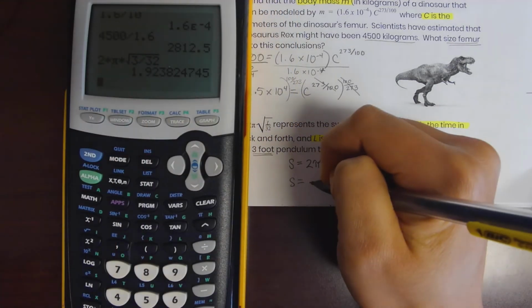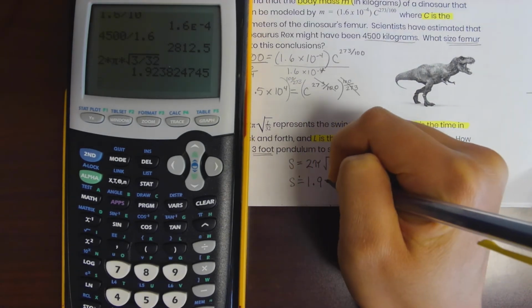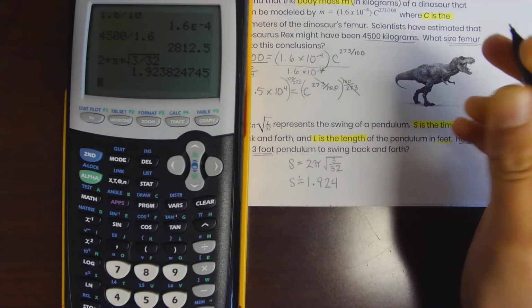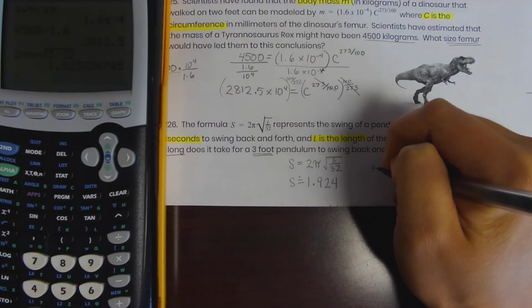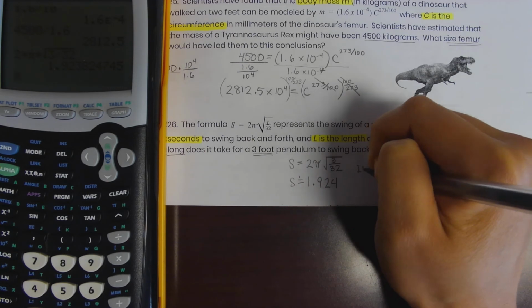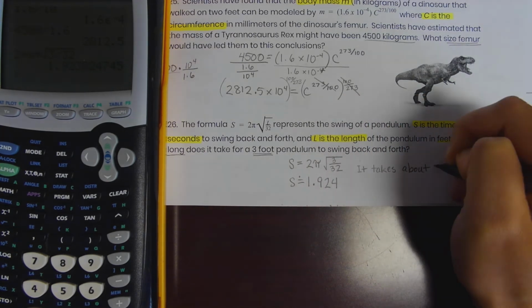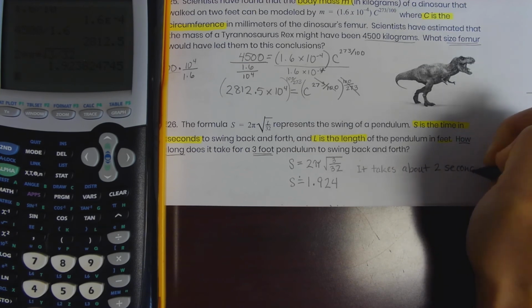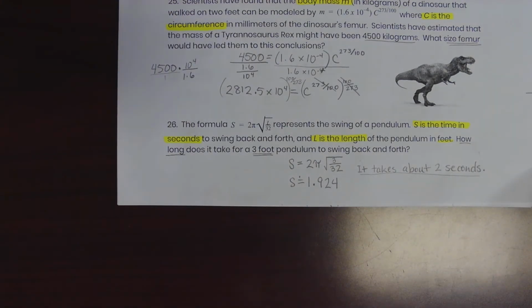And that's what we get, 1.9, so I'm going to put a little dot over that. So it's estimating 1.924. So how long does it take? It takes about 2 seconds. And that would be our answer. Right. Okay, so that's it for word problems.